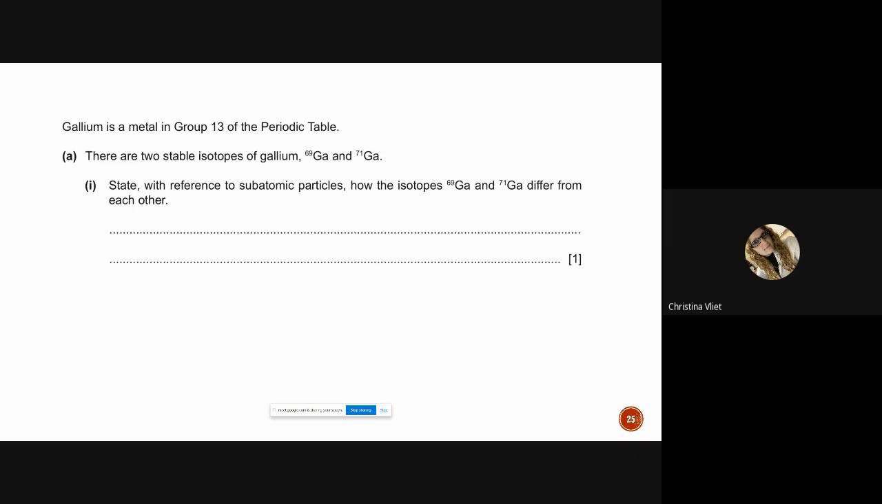So this is from the 2020 exam. It says gallium is a metal in group 13. There are 2 stable isotopes that exist. You are being asked to state. So underline that command word. I gave you a paper of command words at the beginning. State, with reference to subatomic particles, how the isotopes are different from each other. So how will we state this?